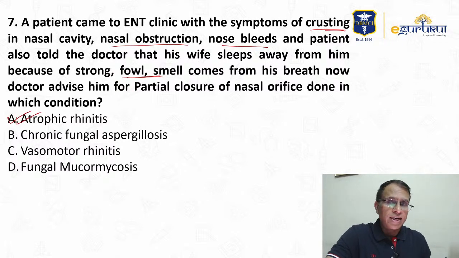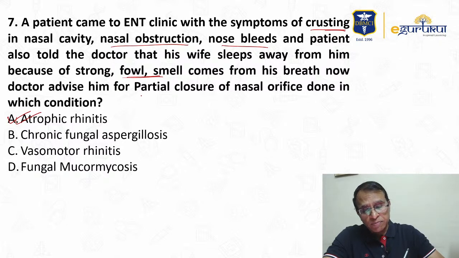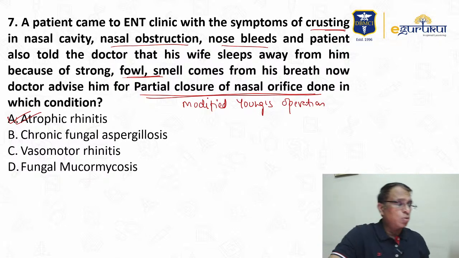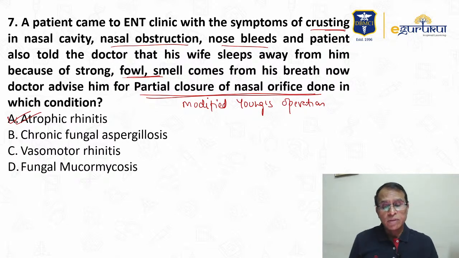And atrophic rhinitis has many types of surgeries, one of them is this partial closure of the nasal orifice. This surgery is called modified Young's operation. Isn't it? If you completely close it, then it is called, yes, Ganesh, you are right. This is modified Young's operation. Very good, Ganesh, very good. Nikunj Aggarwal also got it correct. If you completely close the orifice, then it becomes a Young's operation, isn't it?